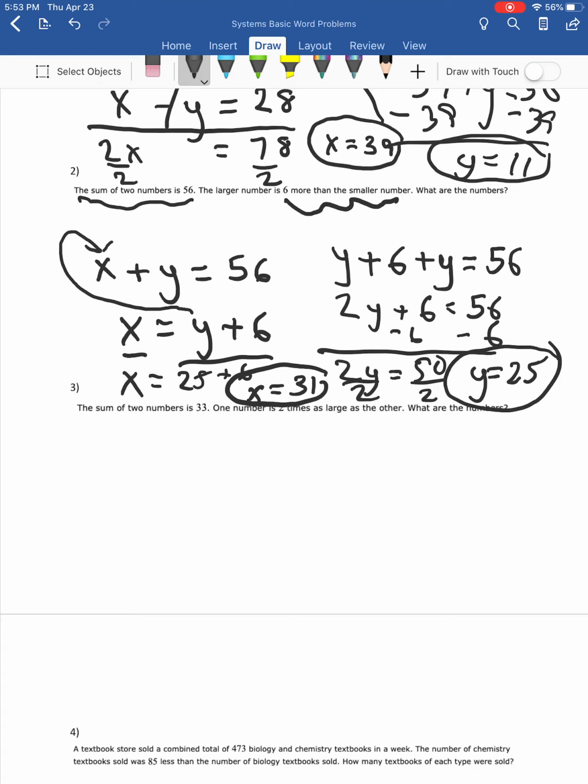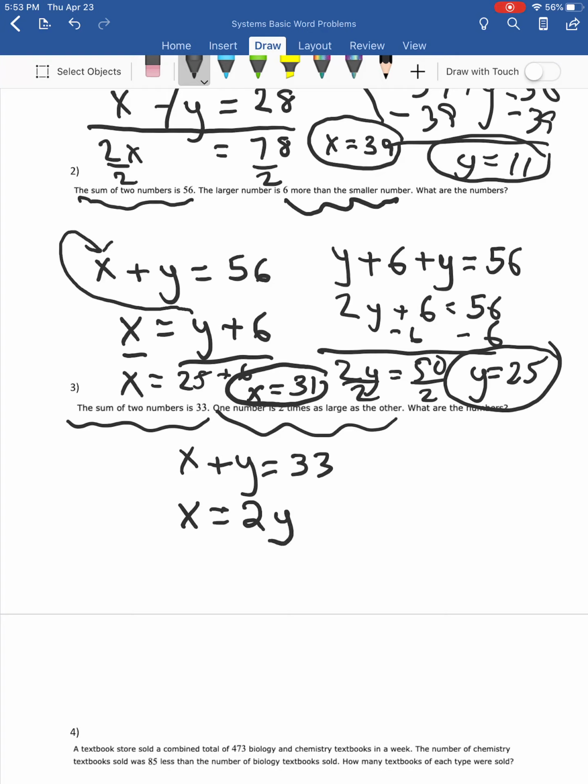The next one, sum of two numbers is 33. So x plus y is 33. One number is 2 times as large as the other. So I'm going to say x equals 2 times as large as the other. The other one's y, so 2 times that. Okay. So again, the best way is going to be substitution. Where I see x, I'm going to substitute 2y. So that will be 2y plus y equals 33. 3y equals 33, which means y would be 11.